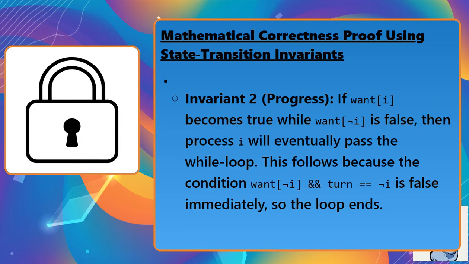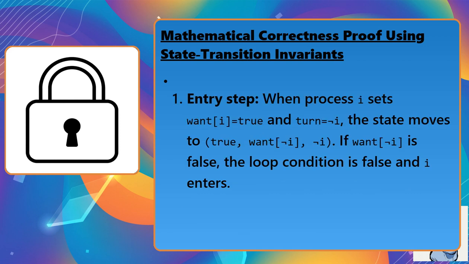Invariant 2, progress. If want_i becomes true while want_not_i is false, then process i will eventually pass the while loop. This follows because the condition want_not_i and turn equals not i is false immediately, so the loop ends. Proof sketch using state transitions. Entry step: when process i sets want_i equals true and turn equals not i, the state moves to true, want_not_i. If want_not_i is false, the loop condition is false and i enters.